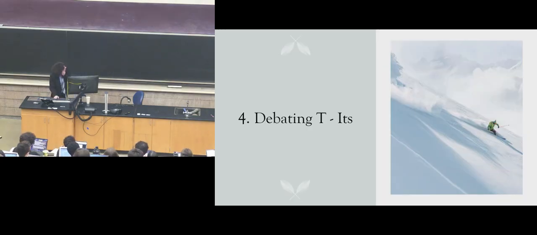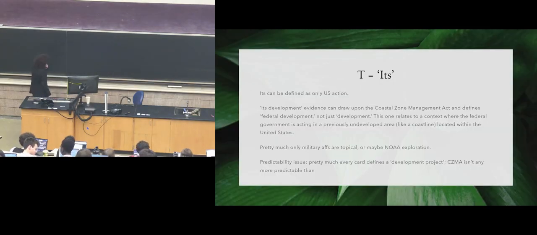Okay, T-its. I think there are maybe 3 different elements at play with T-its. So with T-its, we're really dealing with what does it mean for the US to increase its development? Does that mean you can include the private sector? Well, for T minerals, who actually develops minerals for the most part? The private sector, companies that are for-profit corporations and firms and stuff like that.